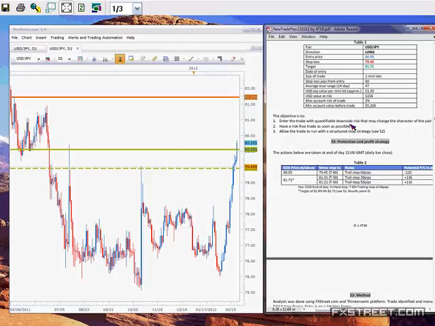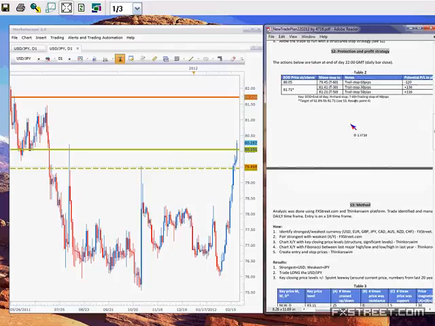Okay, the objective is to enter the trade with quantifiable downside risk that can change to a risk-free trade as soon as possible. Perfect. Allow the trade to run into structured stop loss. Makes sense. Now here I see in table 2, end of day price. Okay, I think you're talking about boosting the stop loss to 79.45, 81.41. Okay, we'll come back to this later.